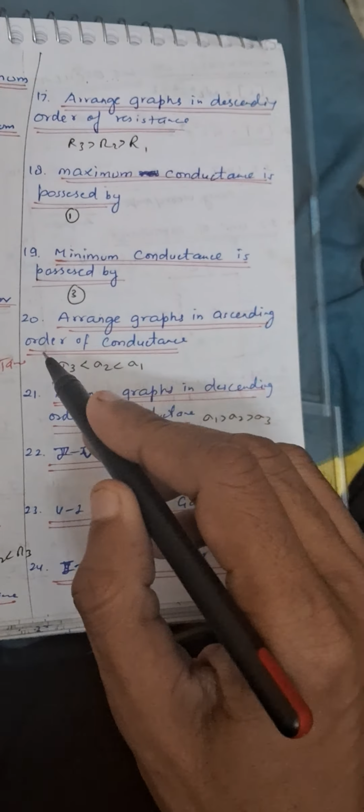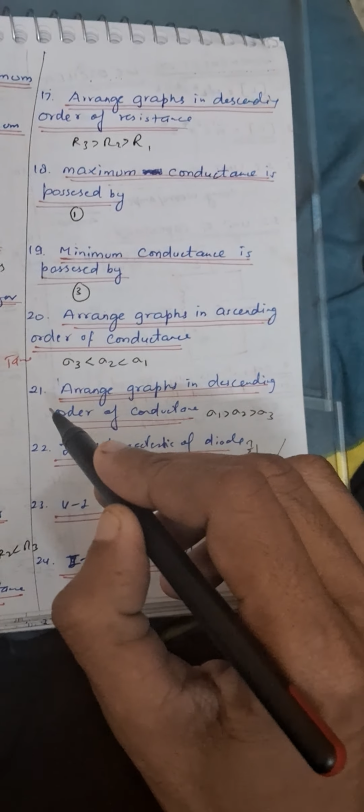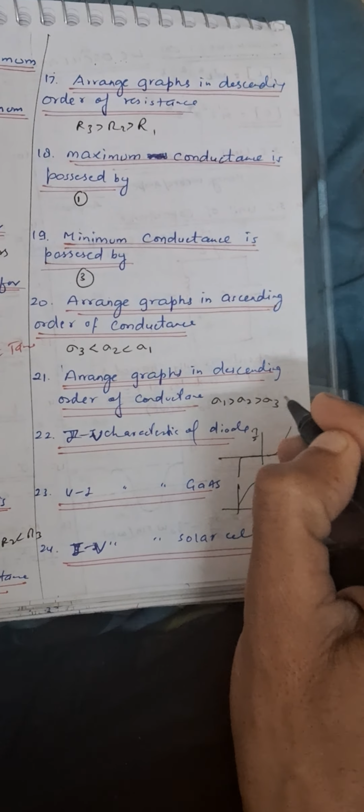Next is arrange graphs in ascending order of conductance. So this is sigma 3 less than sigma 2 less than sigma 1. Next is arrange graphs in descending order of conductance. So it is sigma 1 greater than sigma 2 greater than sigma 3.